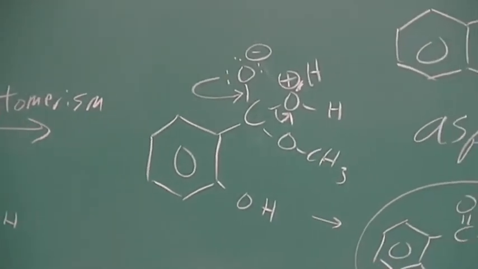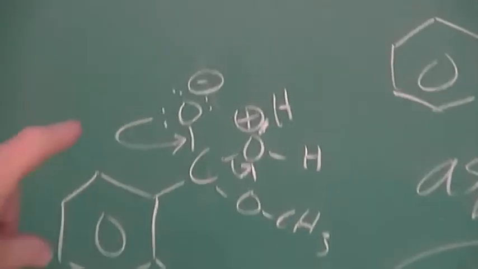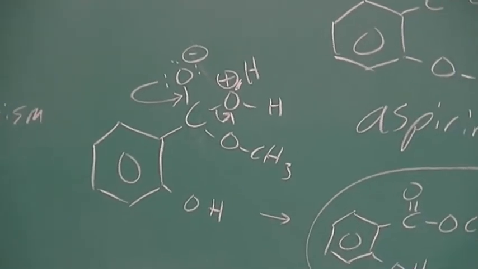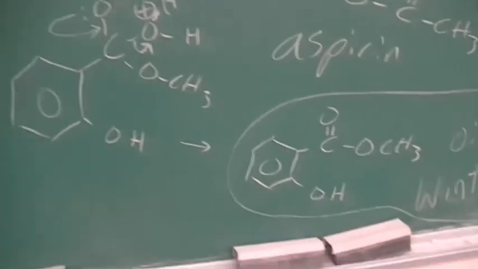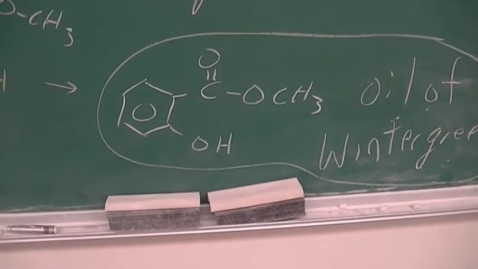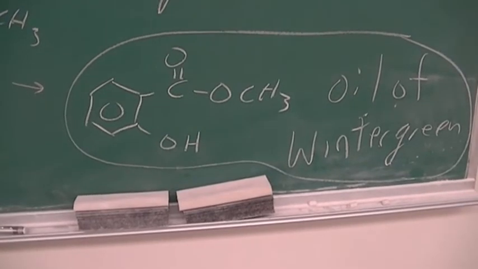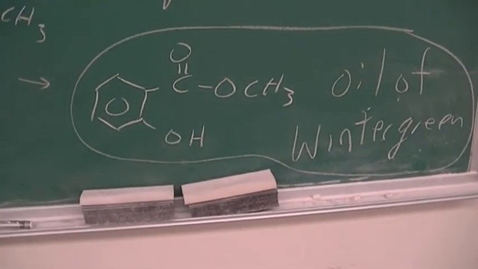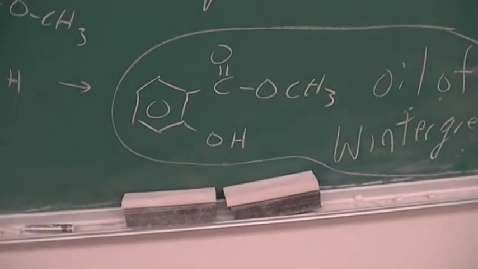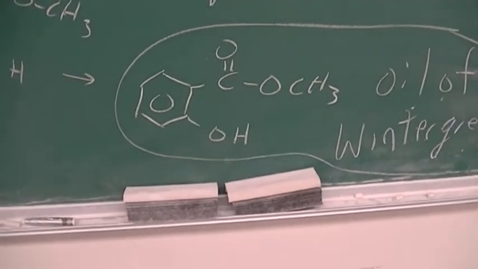All right, and so now your negative oxygen comes down, forms the CO double bond, kicks out water, which is a good leaving group, and you have this ester, which is the oil of wintergreen. So in oil of wintergreen, you have an ester and you have an alcohol. And all of these have your aromatic ring as well.